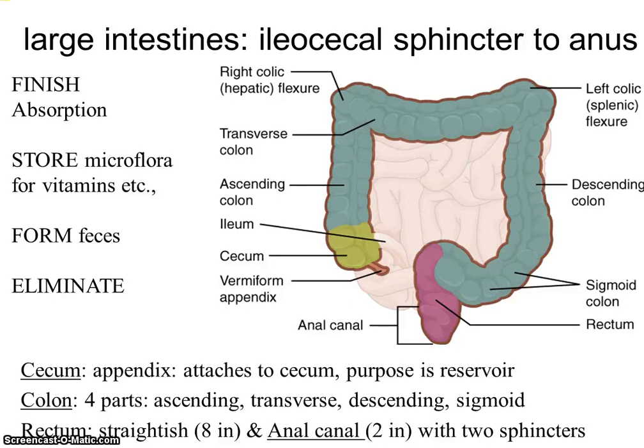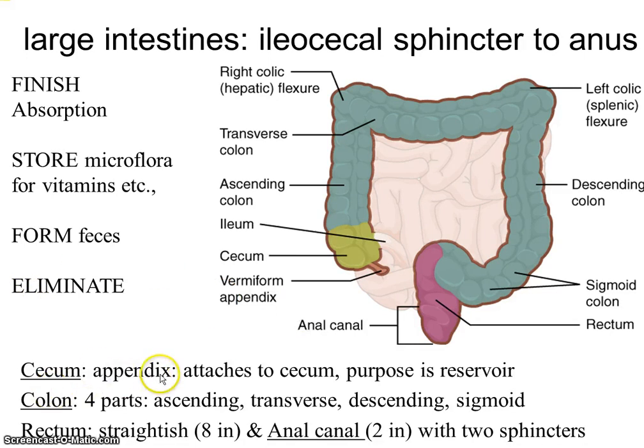All right? The large intestine is going to consist of several regions, and most of it identified by the way it's moving. So this is the ileocecal sphincter here to the anus, right? And we're going to finish absorption. Really, it's water and electrolytes. We'll do no chemical digestion. We'll store a lot of bacteria, and the bacteria will help us to make some of our vitamins that we ourselves can't make. We'll form the feces, and we'll eliminate that waste.